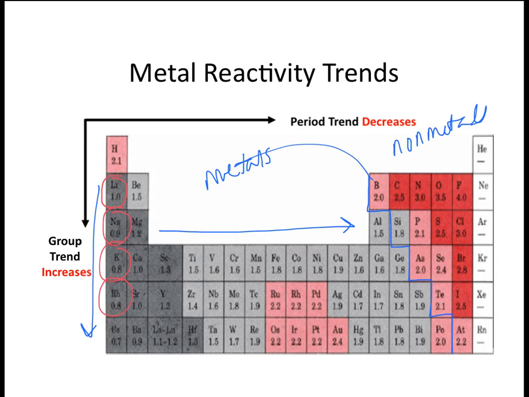If we go across, if you think about properties again, we talked about how the alkali metals are the most reactive. We said that group 2A were reactive but not as reactive as group 1A. And then we talked about how the transition metals were somewhat unreactive. So that should also help you remember that as you go across, metal reactivity is decreasing.